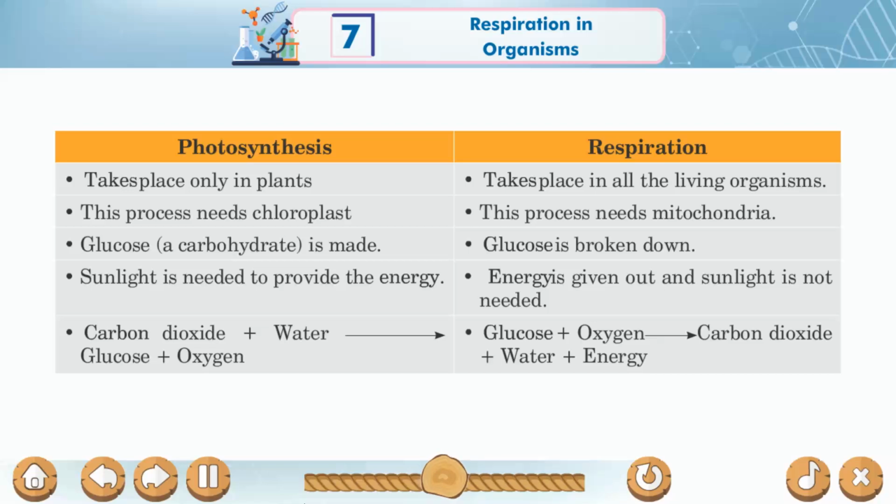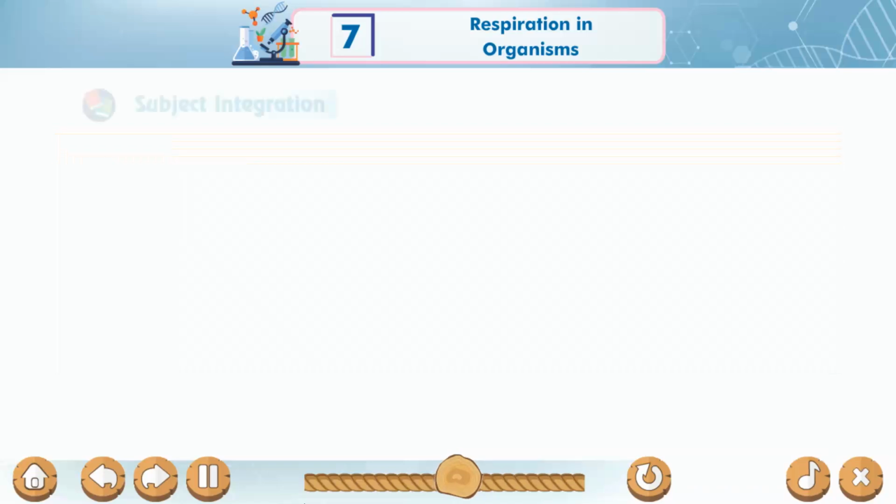Respiration. 1. Takes place in all the living organisms. 2. This process needs mitochondria. 3. Glucose is broken down. 4. Energy is given out and sunlight is not needed. 5. Glucose plus oxygen gives carbon dioxide plus water plus energy.